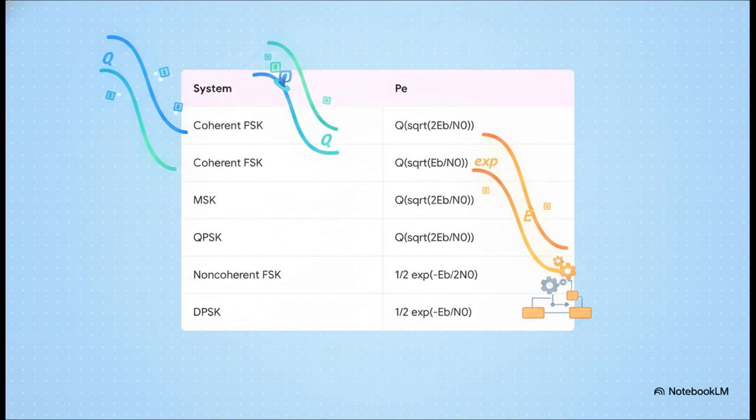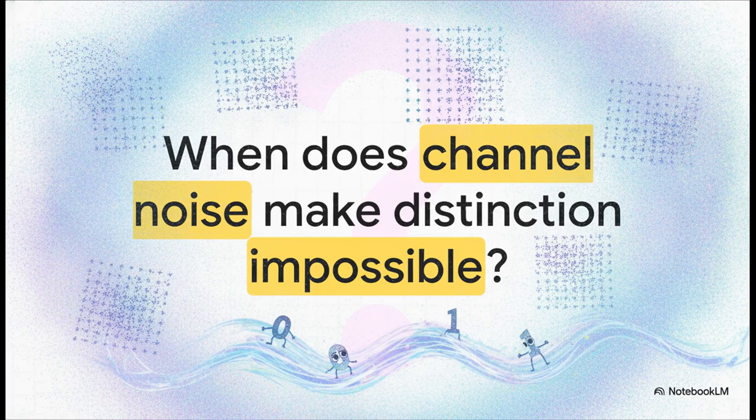armor you choose. Which brings us to the real bleeding edge of communication theory today. We are constantly demanding faster and faster networks, which means moving from 16 QAM to 64 QAM to 256 QAM and beyond. We are packing those constellation dots closer and closer together on the grid.